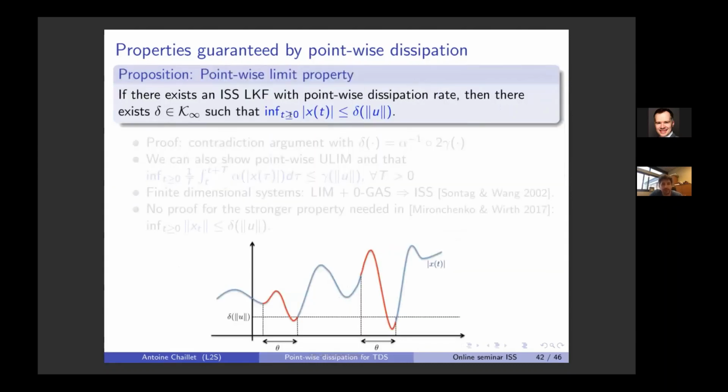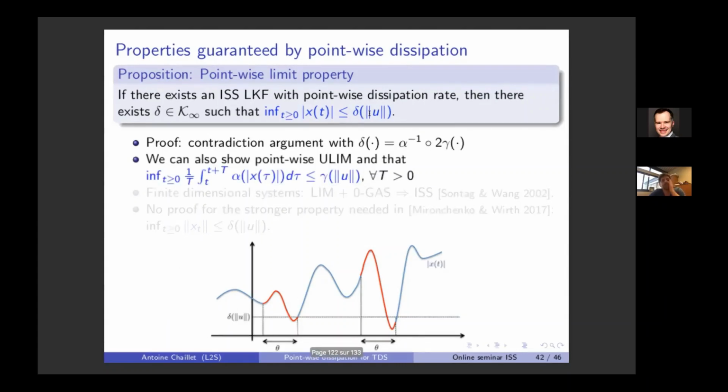The limit property also, but I mentioned this before, I get a pointwise limit property. The pointwise limit property is that wherever I start, I will eventually enter a neighborhood of size proportional to the magnitude of u. So this is a contradiction argument, can easily be obtained. We can actually get ulim, meaning that the 2 consecutive times when I enter this ball of radius proportional to u is uniformly bounded. And at this time instant, I can also show that in average, my solution is smaller than some other gamma of u.